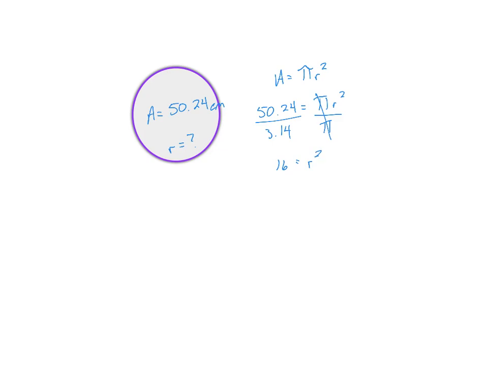Now I'm left with r squared. So now I have to think about, what is the opposite of squaring a number? That's actually taking the square root of the number. What times itself is going to take me to 16? Well, 4 is going to be equal to r. So my answer is 4 centimeters.